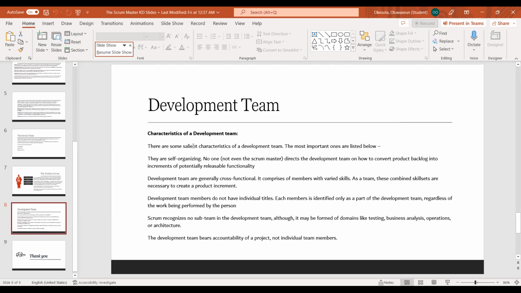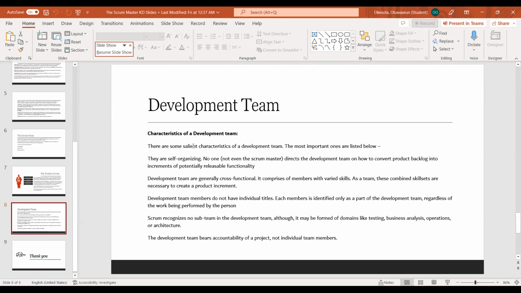Oh no, I'm under the development team. No, you are part of the development team. You are the development team. Although it may be formed of domains like testing, business analysis, operations, architecture, at the end of the day, they are still all known and recognized as the development team.